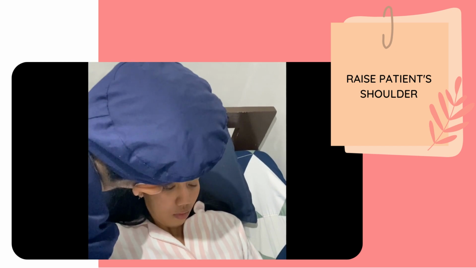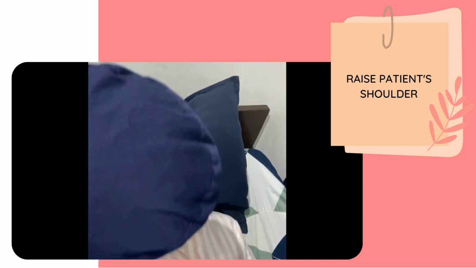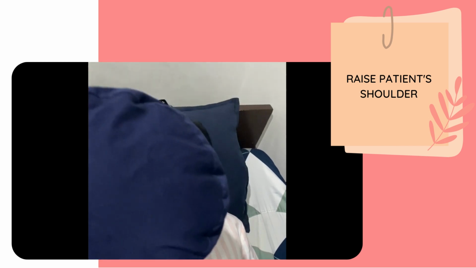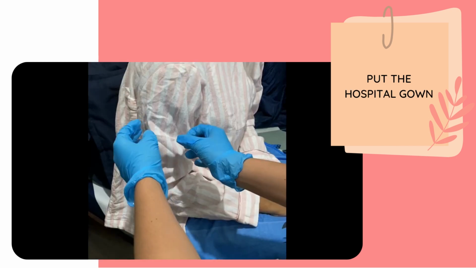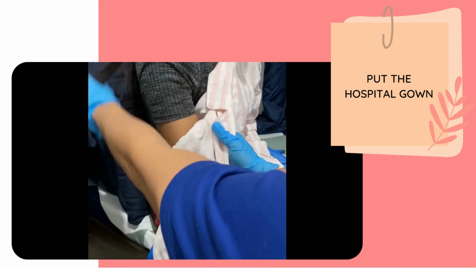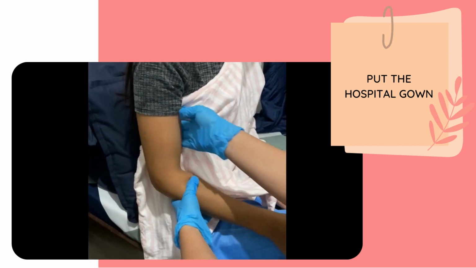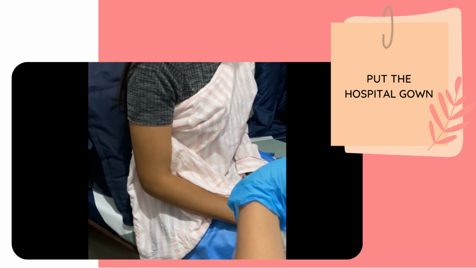Raise patient's shoulder from bed as much as needed to locate the ties or snaps at the back of the patient's neck and unfasten the gown. Take gown sleeves off the arms but leave it across the chest for the time being. Place clean gown over and slightly lower than the used one.